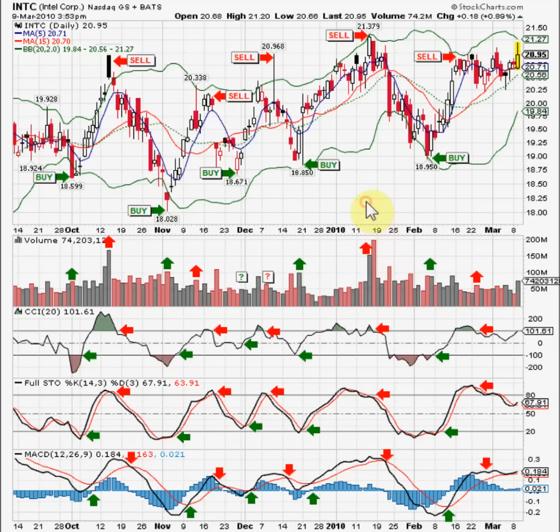So that's about it. Compare this to the other chart I did that doesn't have all the arrows and text on it, and you'll get a real good idea of my buy and sell signals.